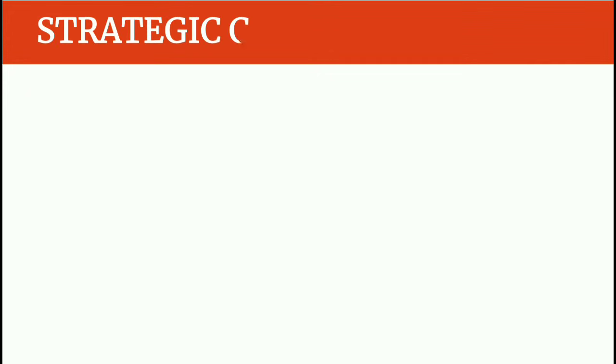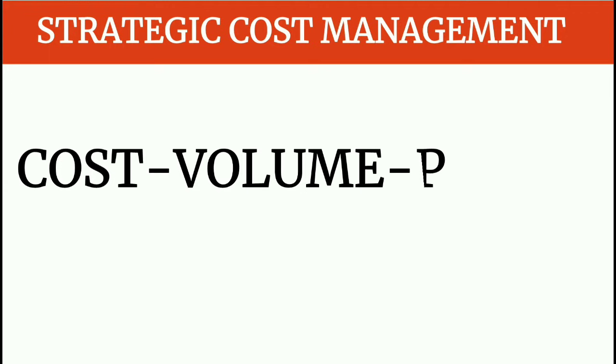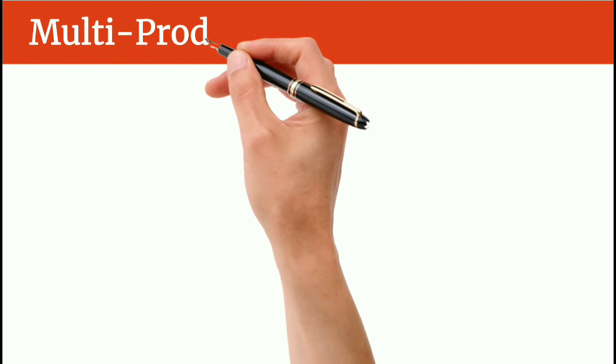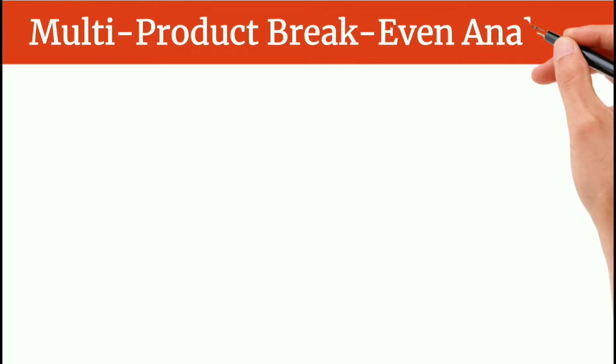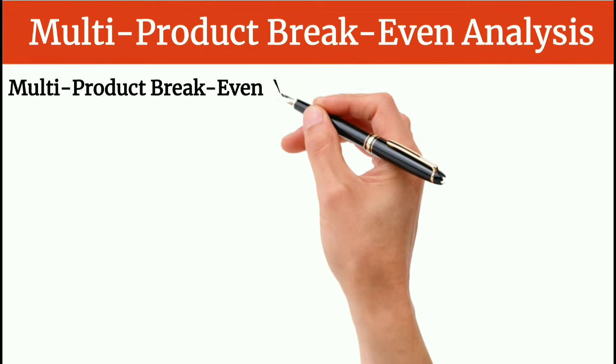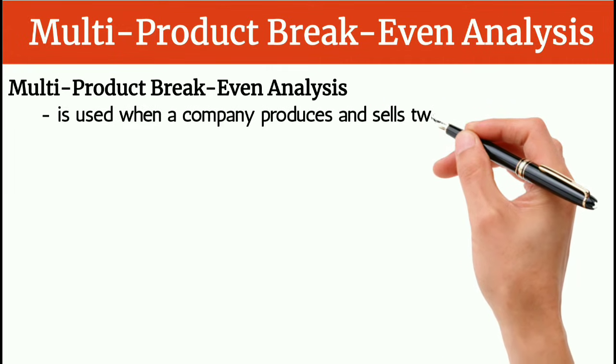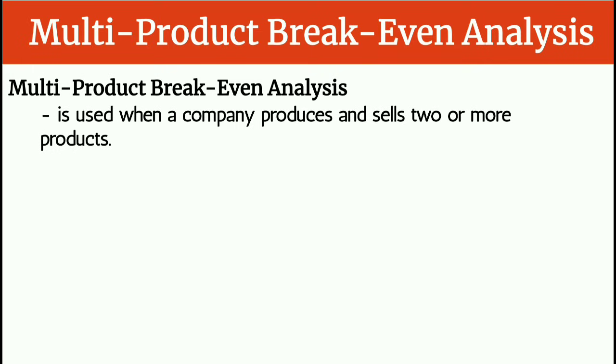Hello and good day. Our topic for today is still cost volume profit analysis or CVP analysis. This is the second part of the discussion in CVP analysis, and in this video, I'm going to discuss the multi-product break-even analysis. Multi-product break-even analysis is used when a company produces and sells two or more products.